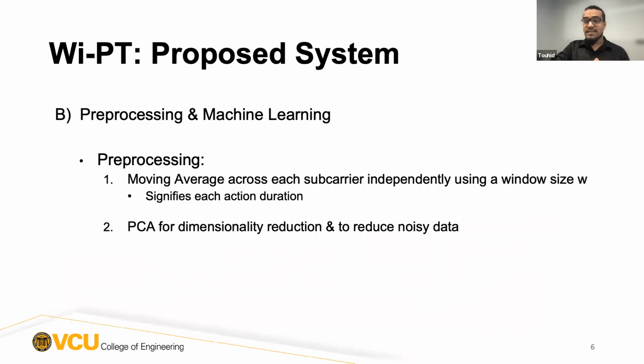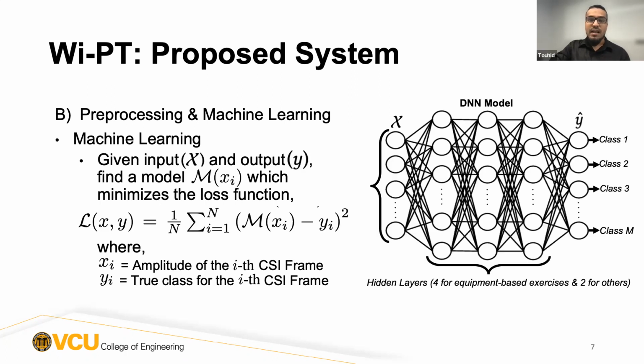So after collecting the CSI data using the ESP32 device, as well as our developed CSI toolkit, we need to process these data before providing these as inputs to our machine learning model. Firstly, we take the moving average of the amplitude of each subcarrier using a specific window size, which signifies the duration of the investigated action. Then we run principal component analysis, or PCA, for dimensionality reduction, as well as to reduce noisy data. After these steps, our CSI data get ready to be fed into our DNN model, which targets to reduce the loss function with continuous predictions of the action classes.